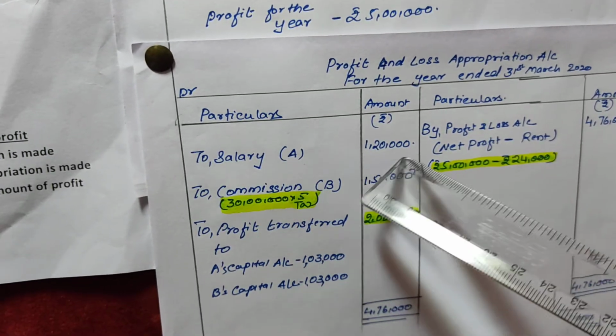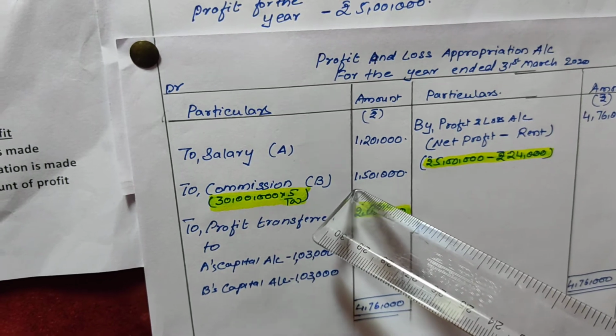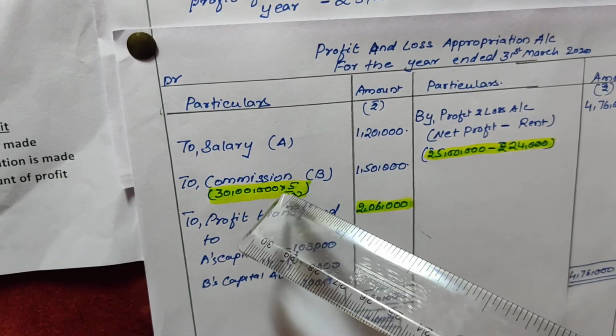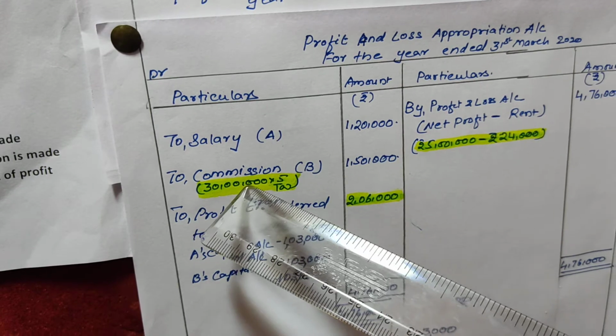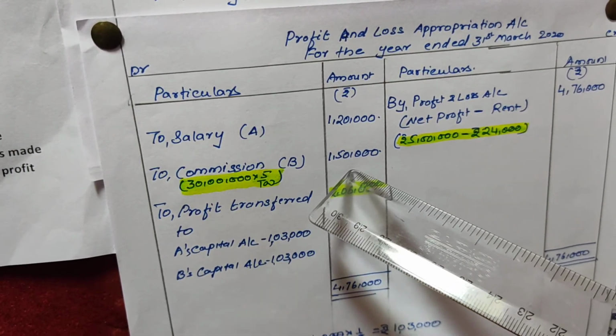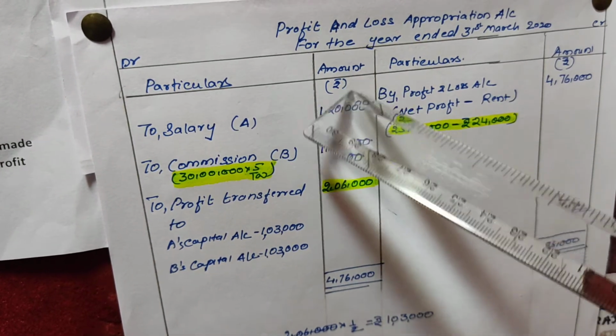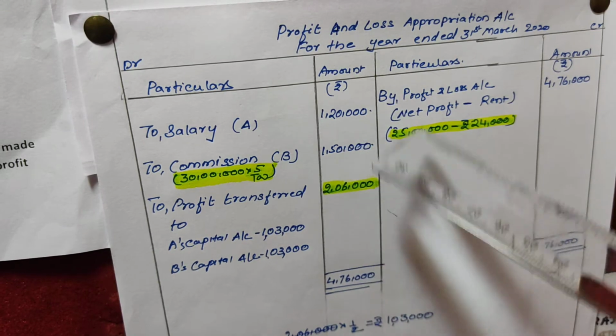To salary 1,20,000, commission payable to B. It was 5% on net sales. Our net sales was 30 lakh. 30 lakh into 5 upon 100, that is 1,50,000. Next, what we have to do? With this amount, we will deduct these two amounts, that is 27,000.